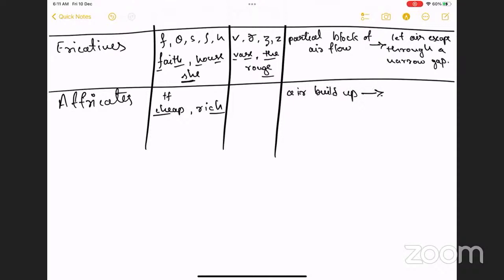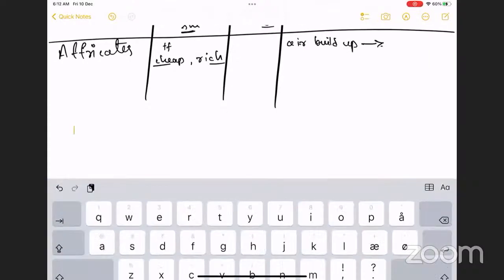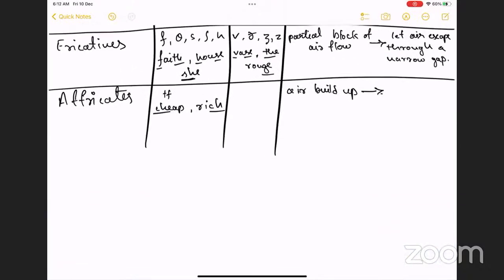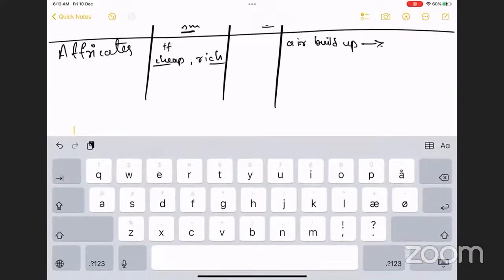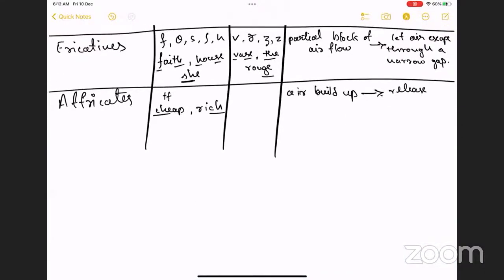But here there is a difference between the fricatives and affricates. In fricatives there is a partial block, and here there is a complete block. After a complete block, instead of an abrupt release like in the stop consonants, it is released in a narrow channel. It is actually a combination of the stop and the fricative consonants. The air buildup is like that of the stop consonant, but the release is like that of the fricatives.